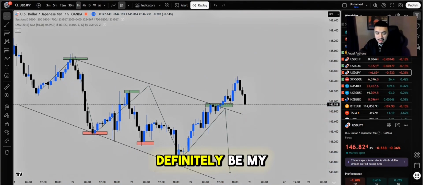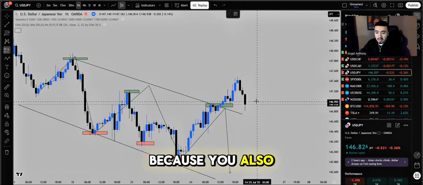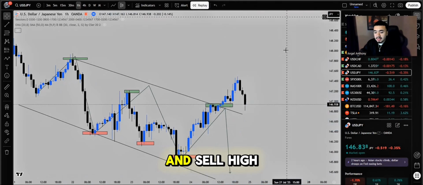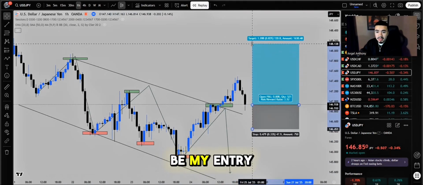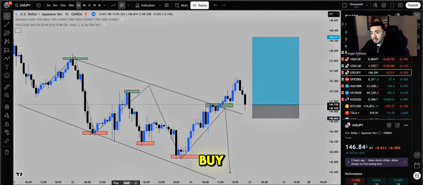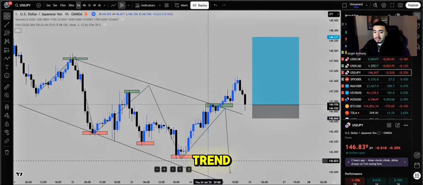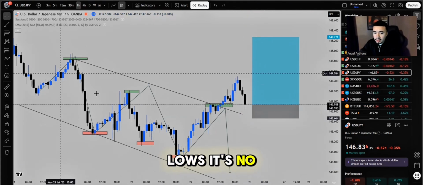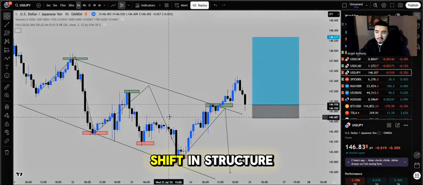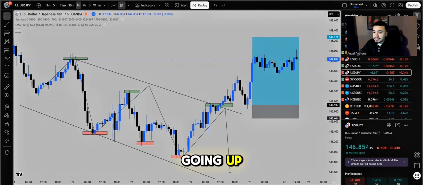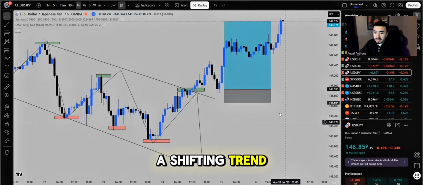It broke out, came down, retested this high. So this would definitely be my entry because you also want to buy low and sell high. So this would be my entry to buy, right? It finally broke trend. It's no longer respecting the previous highs, not making new lows. It's no longer in a downtrend. You have a shift in structure. Check that out. It just keeps going up. Now you have a shift in trend, right?